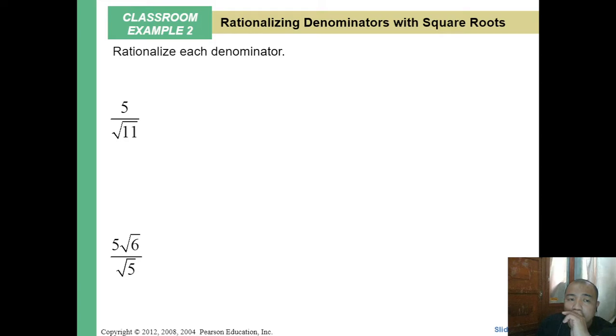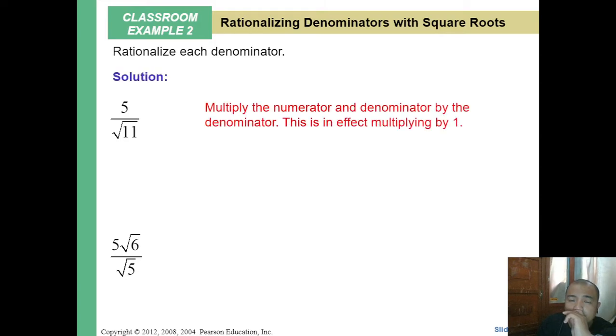5 over square root of 11. Multiply the numerator and denominator by the denominator. This is in effect multiplying by 1. Square root of 11 over square root of 11 is just equal to 1, so it has no effect on the given radical. If you multiply square root of 11 by square root of 11, that's square root of 121, or 11. So the answer is 5 square root of 11 over 11.